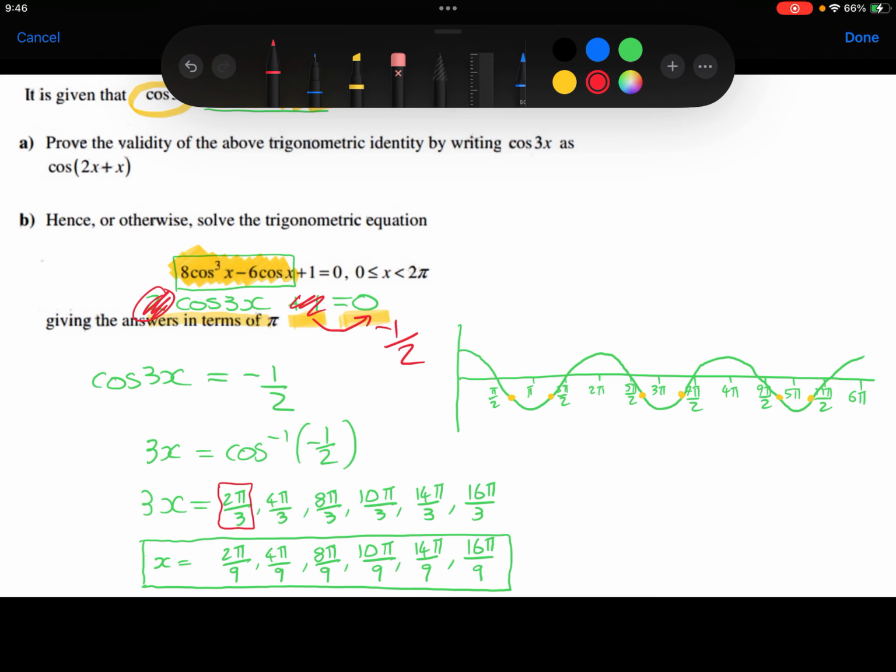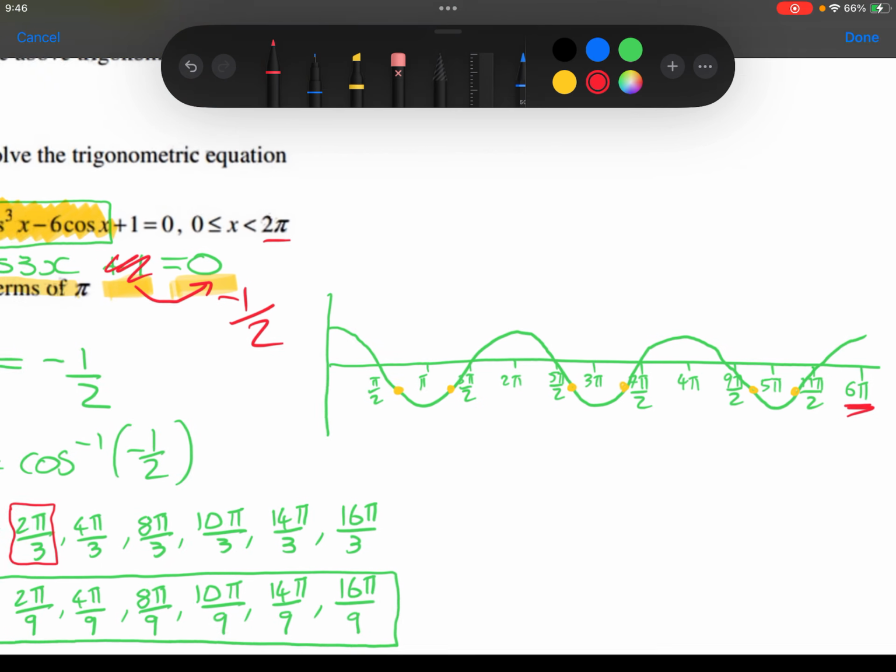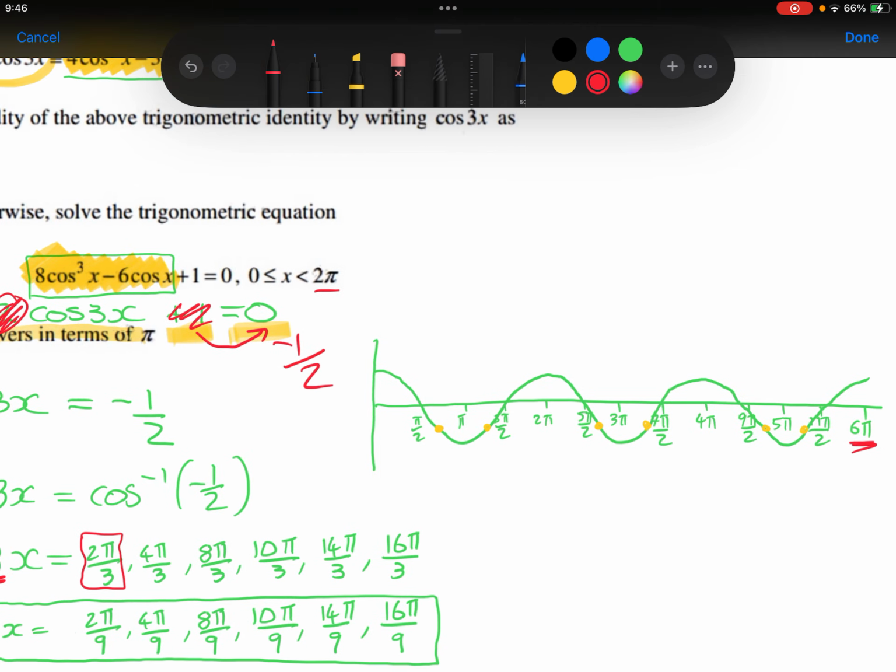I then am going to use the graph to work out all of the other solutions I might need. As you can see, I've drawn quite a big graph. I've gone all the way up to 6 pi rather than just 2 pi. And the reason for that is because these are going to be the values of 3x. And I know I'm going to need to divide those by 3 in a minute. So that's why I've drawn the graph all the way up to 6 pi. So here's the minus 1/2. Here's the first solution of 2 pi over 3.